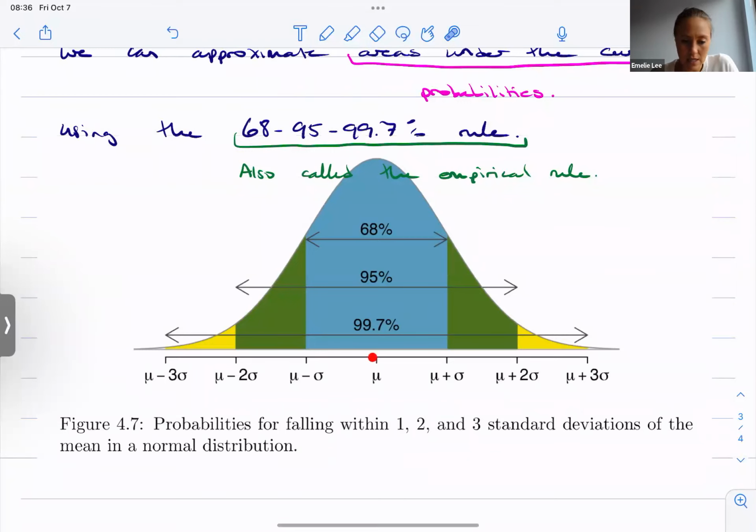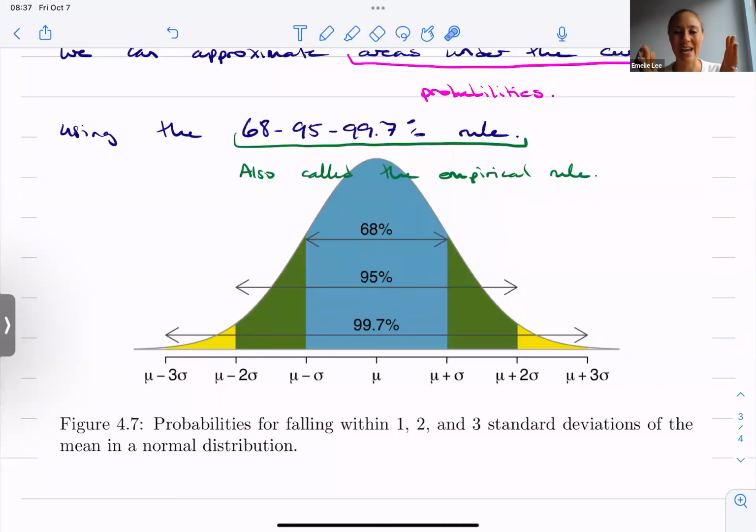So what the 68, 95, 99.7 rule says is that if I move out from the mean, and I move out 1 standard deviation on either side, then I have the central 68%. So the central part is really important. Then if I move out 2 standard deviations, I've covered the central 95% of the curve.